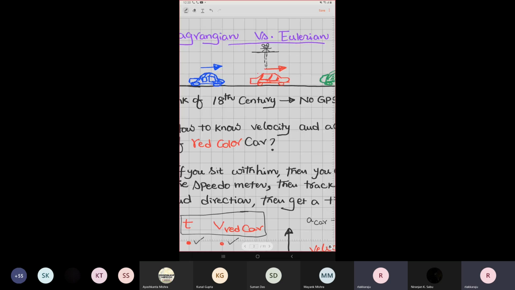Now he has a stopwatch. He starts recording velocities. When he starts recording those velocities, because he's a color blind guy, he can track only the car velocity, but not any other thing. Let us assume that kind of situation.